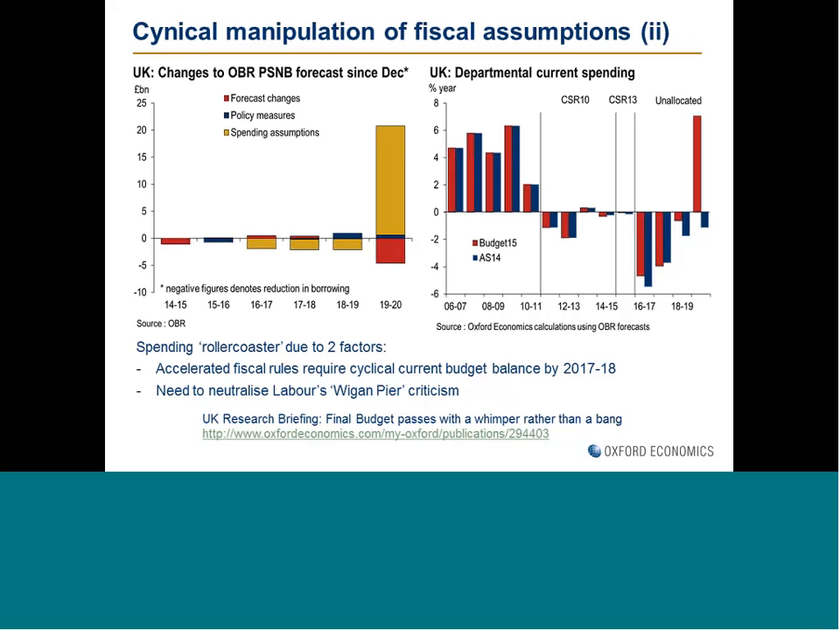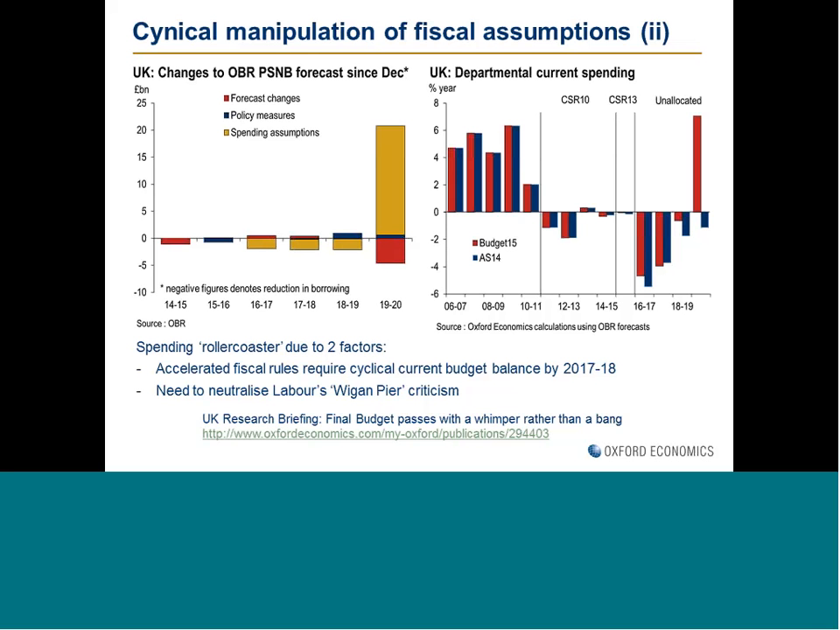And as you can see from the chart on the left of this slide, he didn't really make much in the way of changes to any previous years. So what you have is one change in his spending assumption for one year of the forecast, pretty much dwarfing everything else that was announced in the budget.